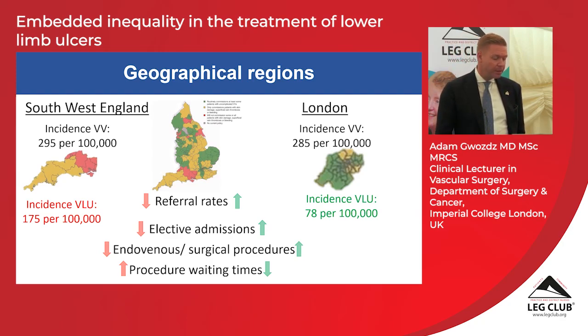And this, unsurprisingly, shows that the venous leg ulcers in these two areas are significantly different: 175 per 100,000 in the southwest of England and 78 per 100,000 in London. So these commissioning policies have a knock-on effect in real terms of how well patients are doing. And I think that's quite stark.